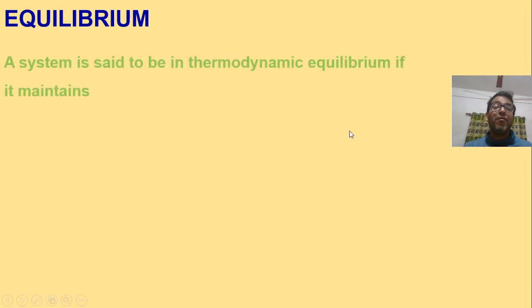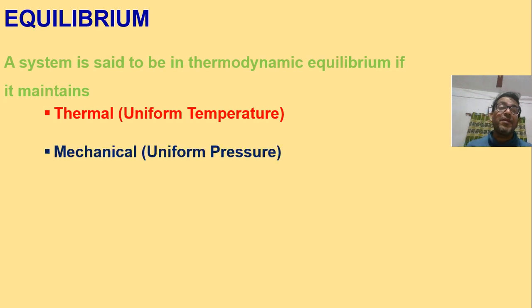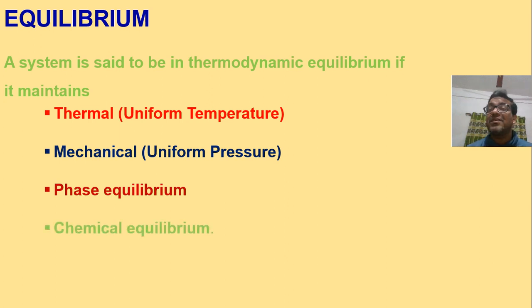Now, equilibrium. What is the meaning of equilibrium? Equilibrium means the same. So how can we say this? Thermodynamic equilibrium: one is thermal, that is uniform temperature. If it is uniform temperature, then it is called thermal. Mechanical means uniform pressure. If the system carries uniform pressure everywhere, then it is called the mechanical state of the system. And then phase equilibrium, the phase state of the system, and last is chemical equilibrium, which means there is no change in chemical state. Then we can say it is a chemical equilibrium system.